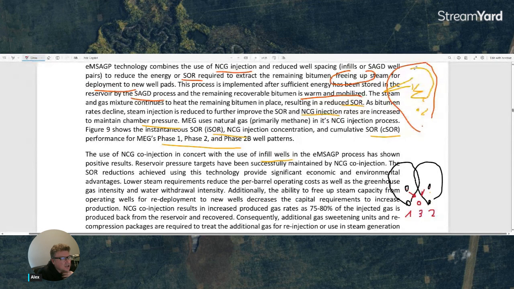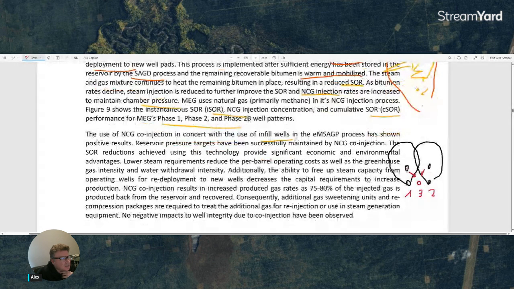The use of NCG co-injection in concert with using infill wells has shown positive results. Reservoir pressure targets have been successfully maintained. Remember, we talked about bottom hole pressure, so they specifically tell us what it is, which is amazing. Look, I didn't look at this presentation before I started presenting, but you can see, in the industry, we all use the same language, and you can tell that this capstone is industry oriented, because everything I talk about, the company says the same type of words. So you can see how it translates to the real world, what you're studying here.